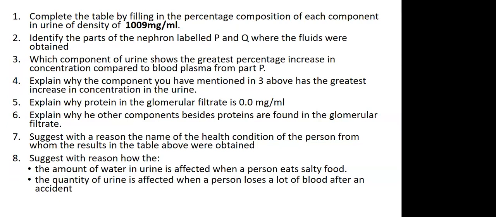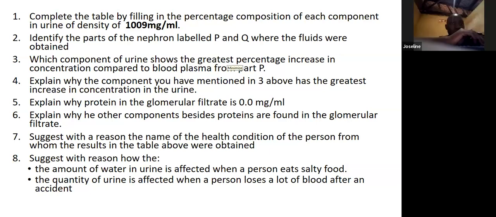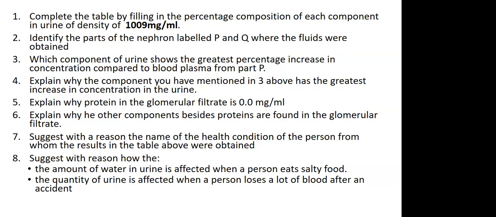P is the glomerulus, Q is the Bowman's capsule, and R is the ureter. Okay, do we have any other submissions? So she says P is glomerulus, then R, you may want to repeat. I said P is the glomerulus, Q is the Bowman's capsule, and R is the ureter.